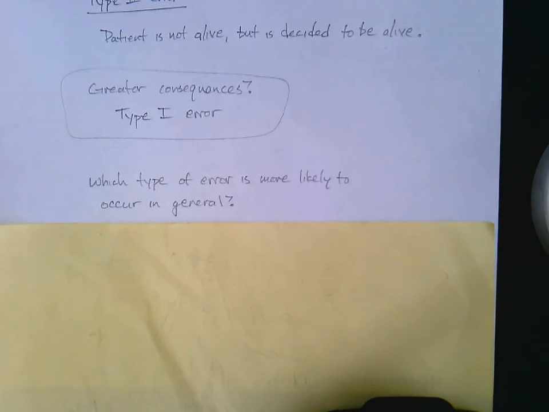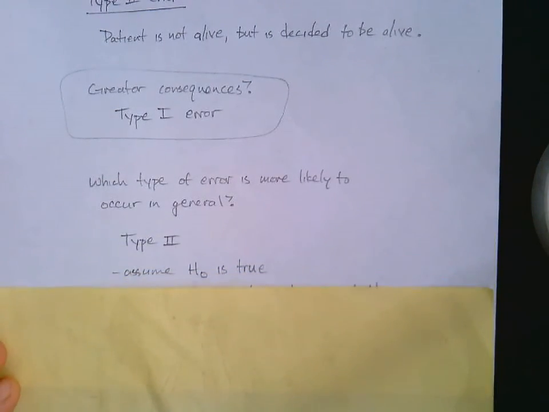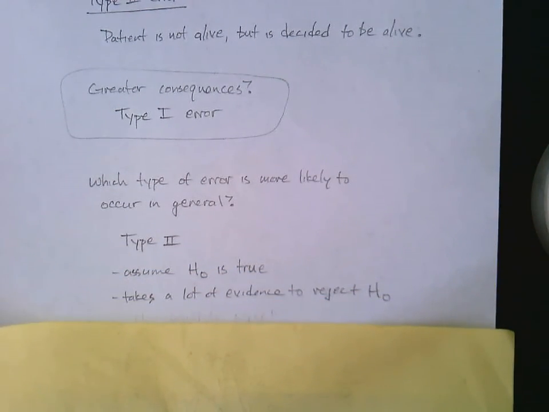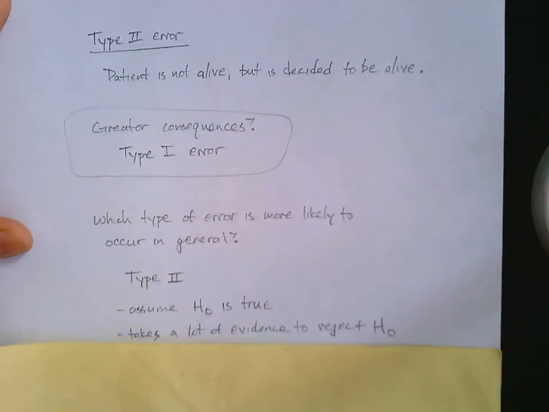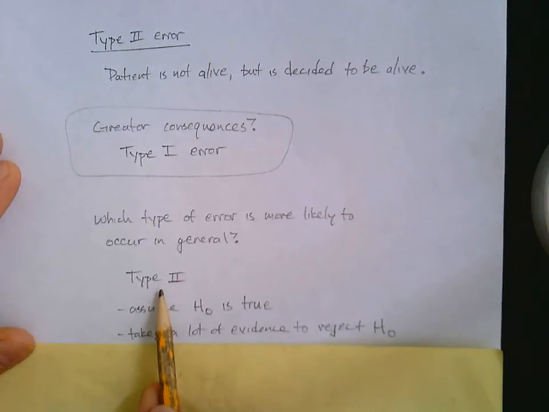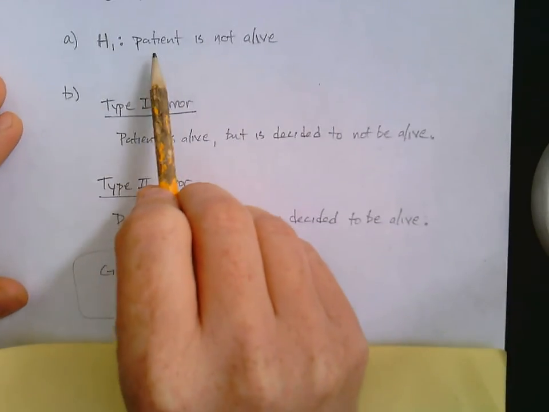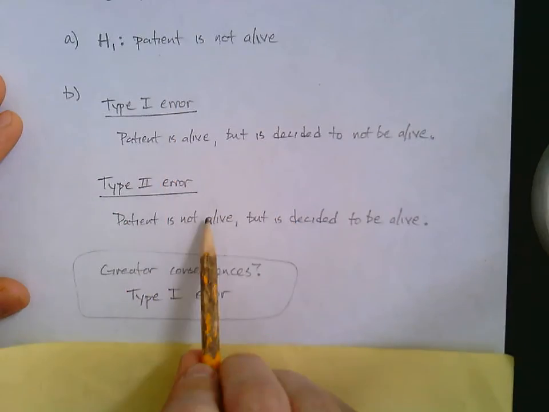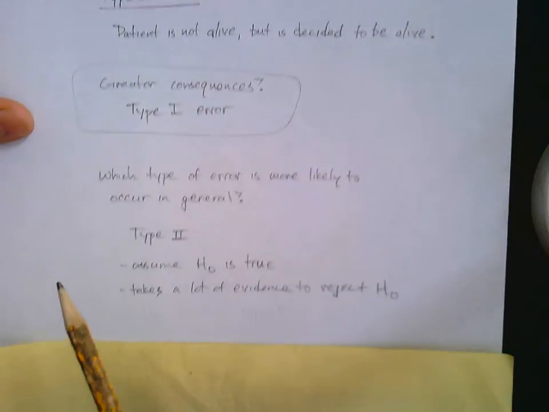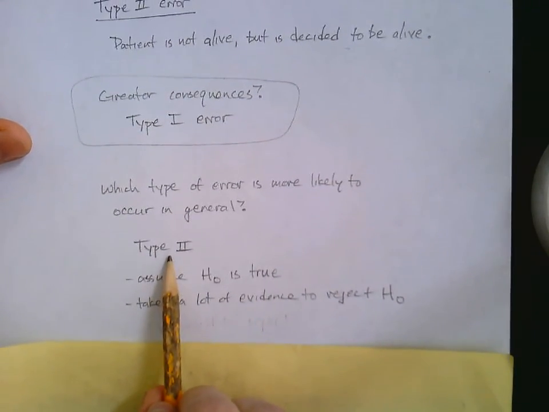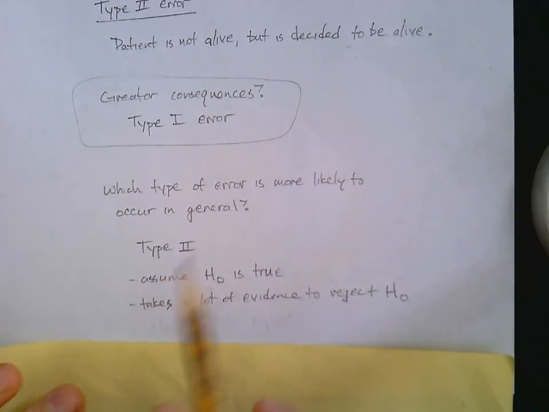So if we were in class, I'd let people think about it and weigh in. Can't do that, so I'll just tell you the type 2 is much more likely to occur. Why is that? Because we assume that the null is true, right? So remember, the type 2 assumes that the alternative is true, but then it's decided otherwise. So the type 2 error is more likely to occur.